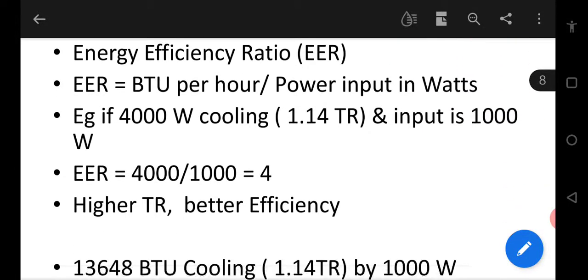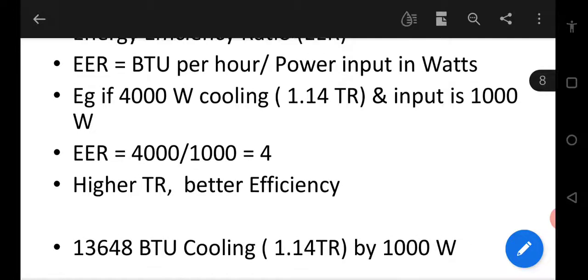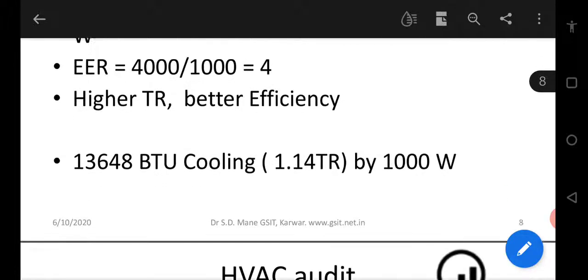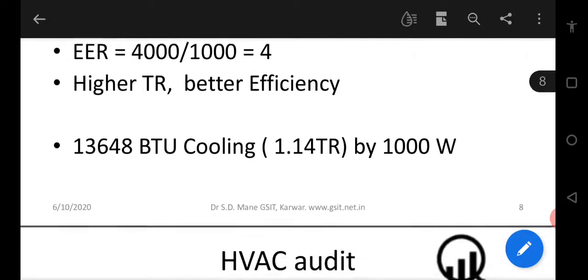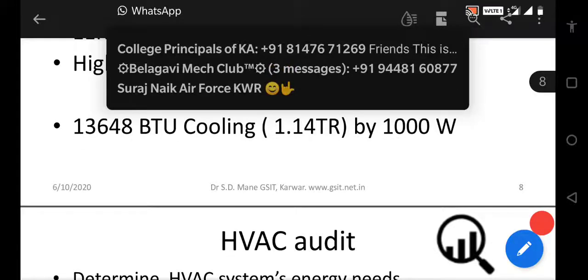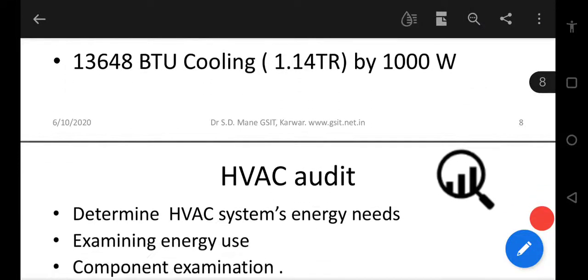So there is something called energy efficiency ratio. This is in British thermal units. And because of this, there is something called EER coming into the picture. But in our academics, we teach only COP.